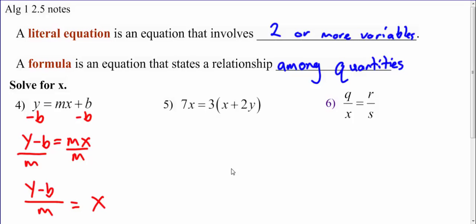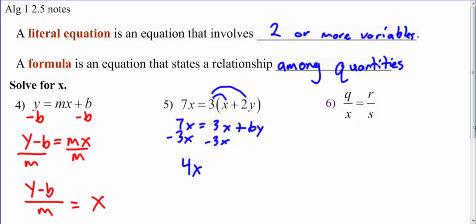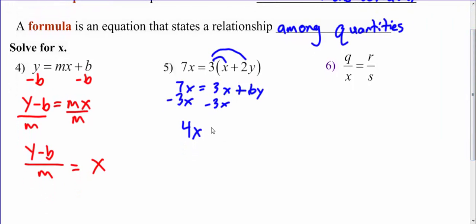All right, same instructions for number 5, a little more work. Now, what I would advise on this one is, let's distribute. So 7x equals 3x plus 6y. So I've taken that 3, multiplied it by x, and by 2y. Now let's get the x terms together. In the end, we're trying to get all the x terms isolated on one side, so we only want to have the x terms together. So 4x equals 6y, and then of course the last step is divide by 4, and I'm going to go ahead and simplify that. 6 over 4 is the same as 3 halves y.